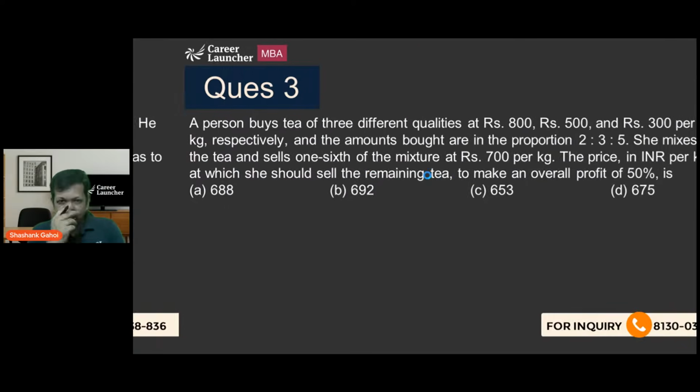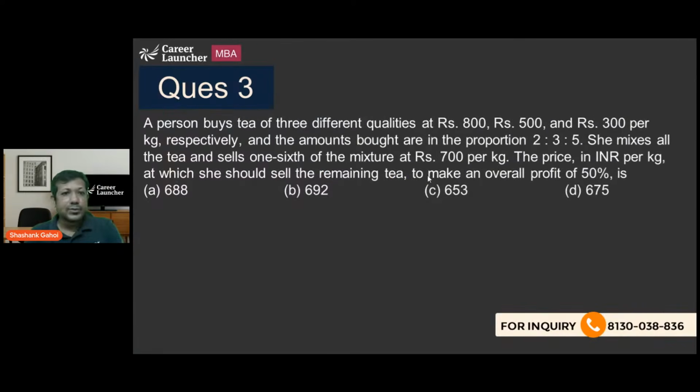Now let's move to this question. What does it say? Okay. So it says that a person buys three different qualities at 800, 500 and 300. So there are 3 types. So let's call them category A, category B, category C. The price of category A is 800. Price of category B is 500. Price of category C is 300.